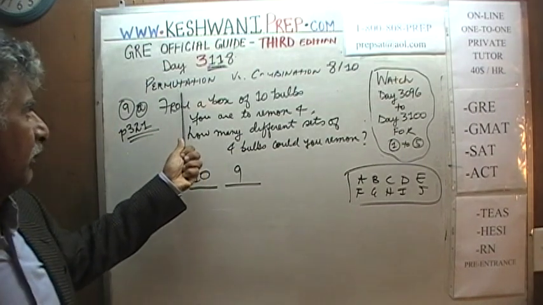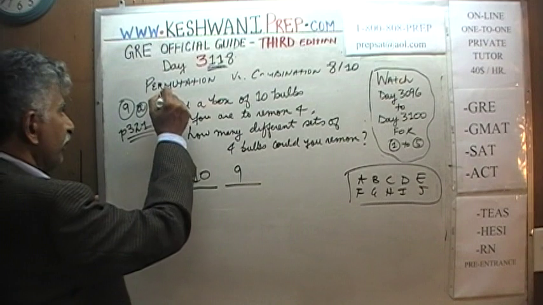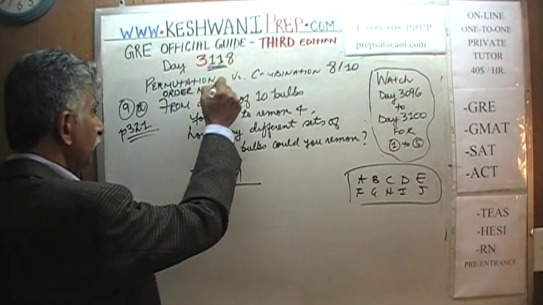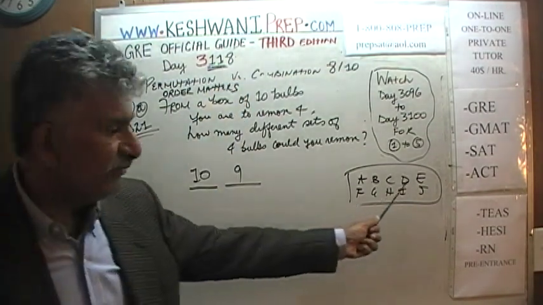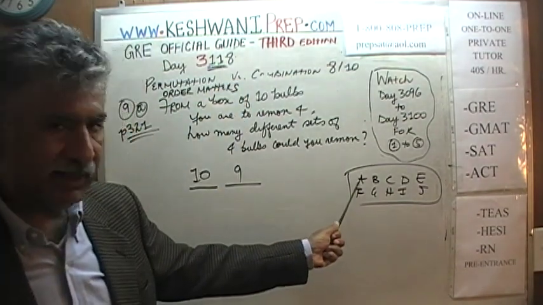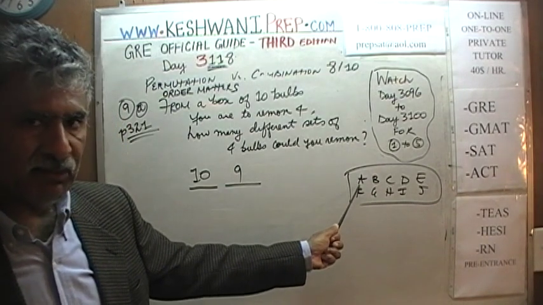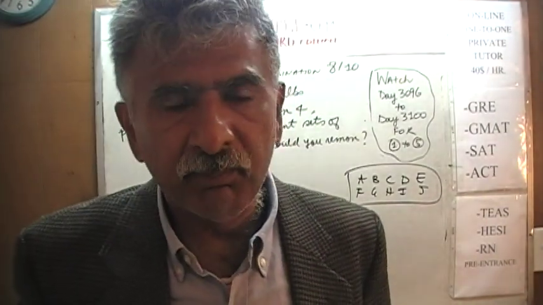But the question is, which concept are we dealing with here? Are we dealing with permutation or combination? Permutation is where order matters, as we know. Here, does order matter? Do these bulbs have any significance? Does it matter whether I pick bulb A first and then bulb B, or bulb B first and then bulb A? Of course not. These are identical bulbs. It really doesn't matter which bulb I pick first.